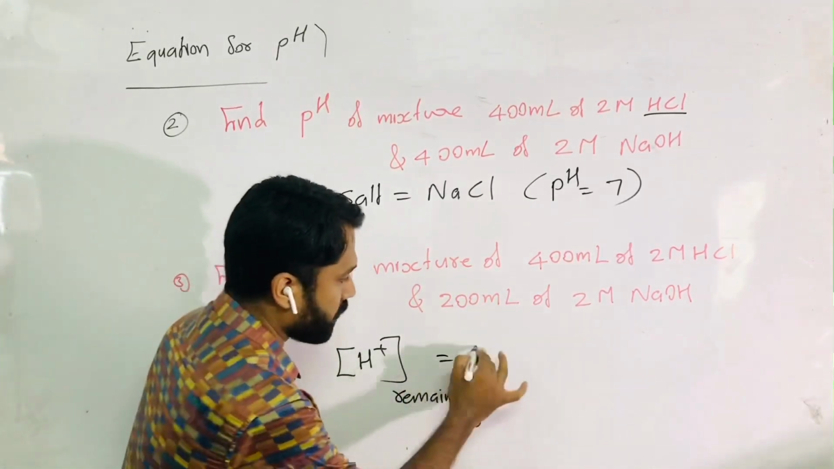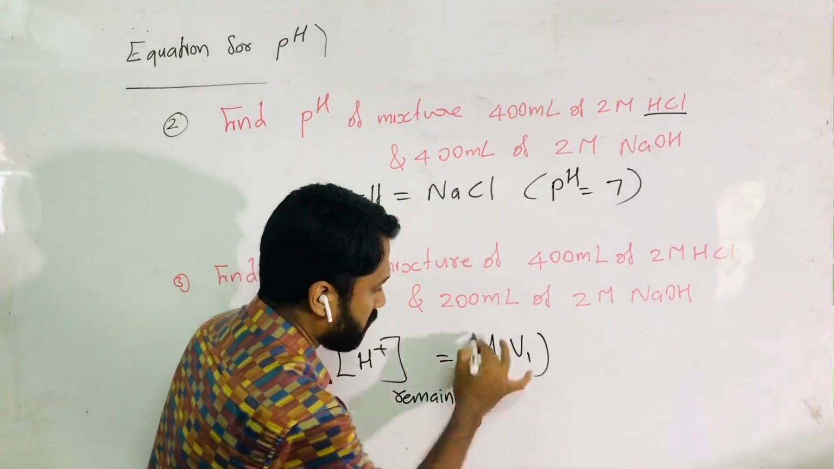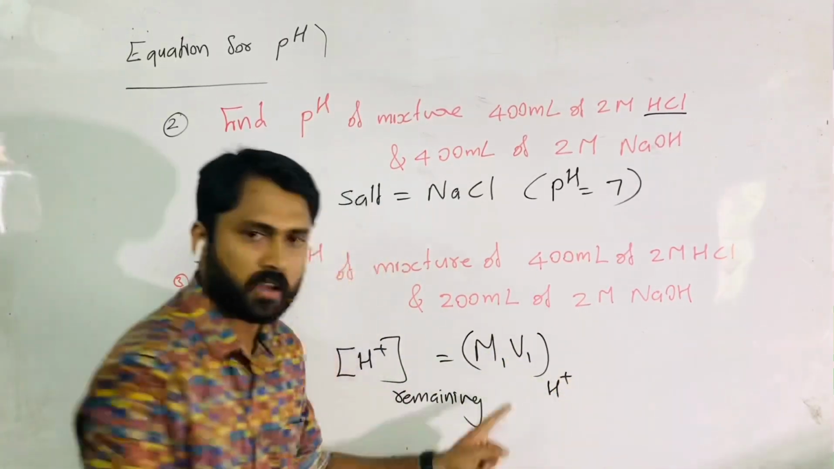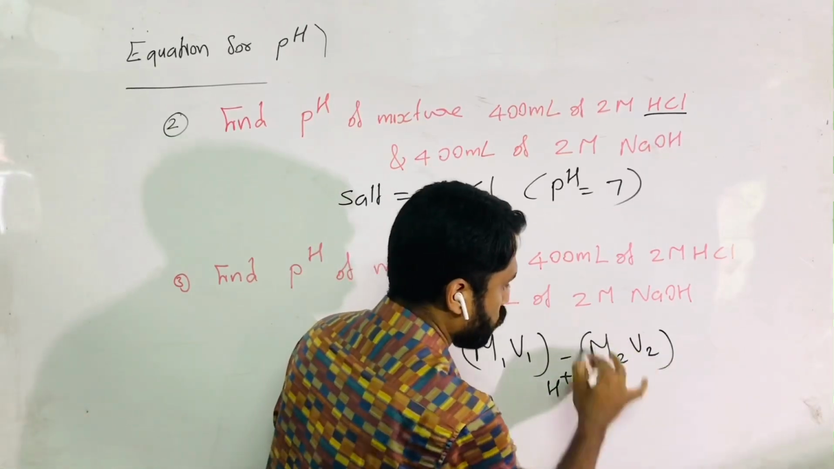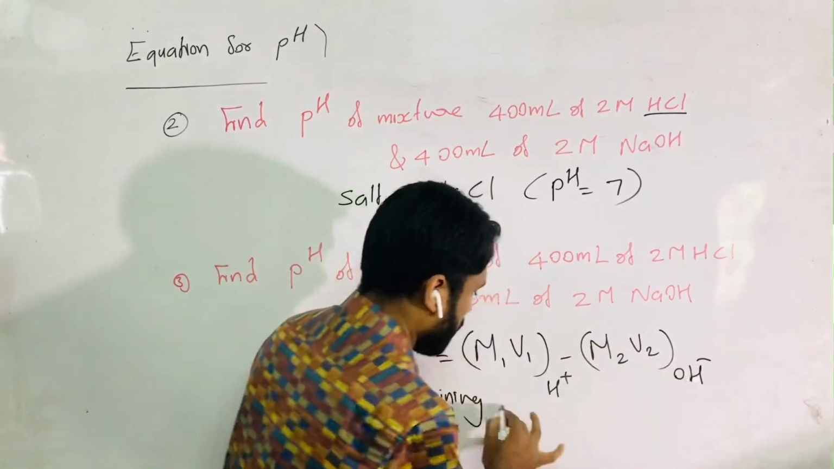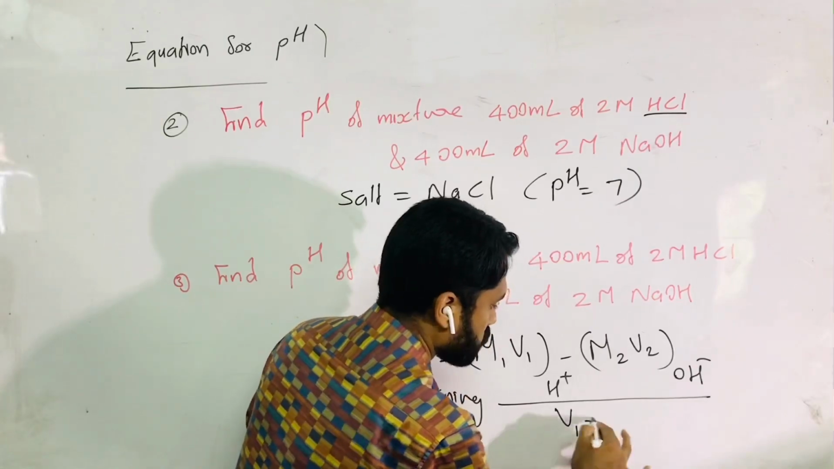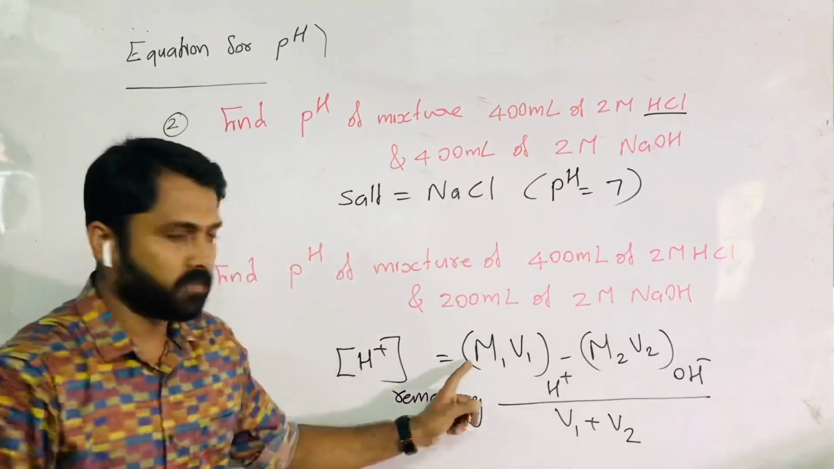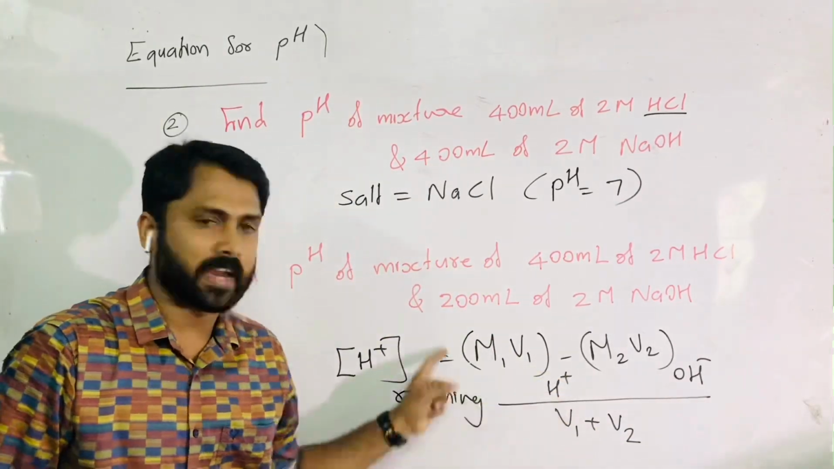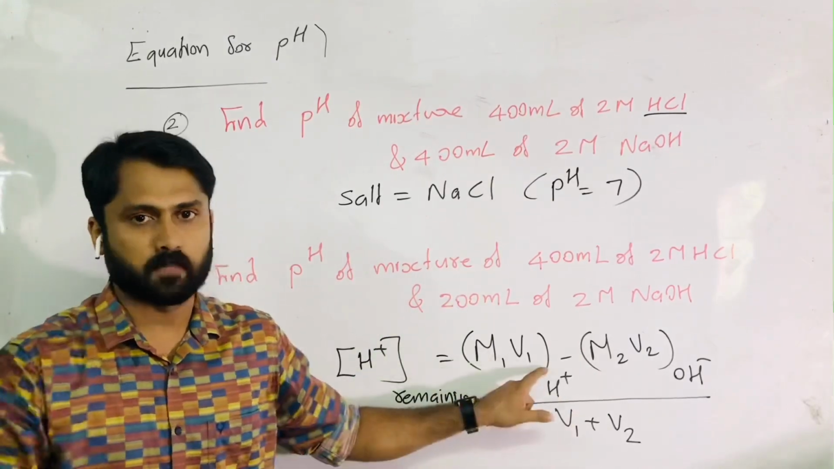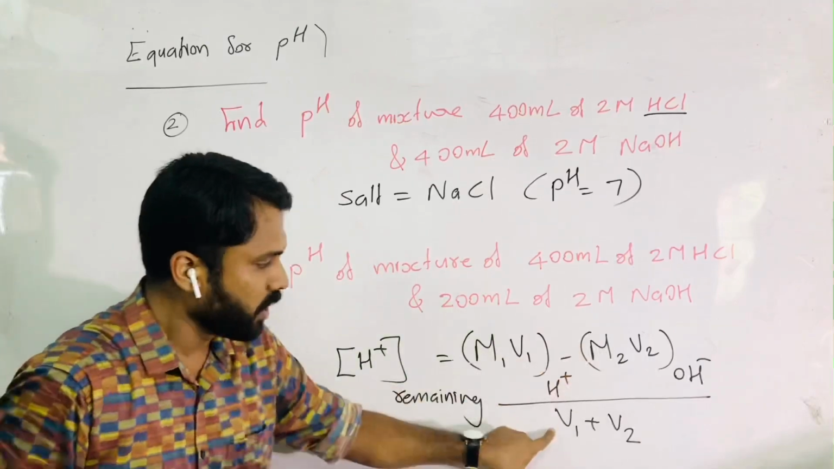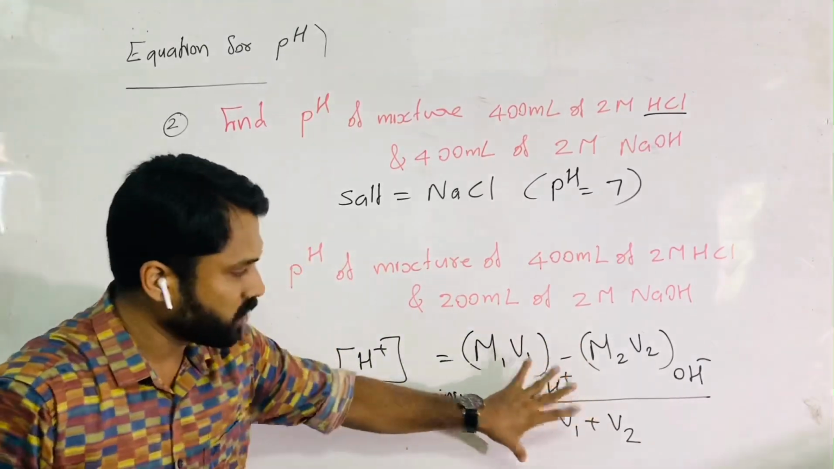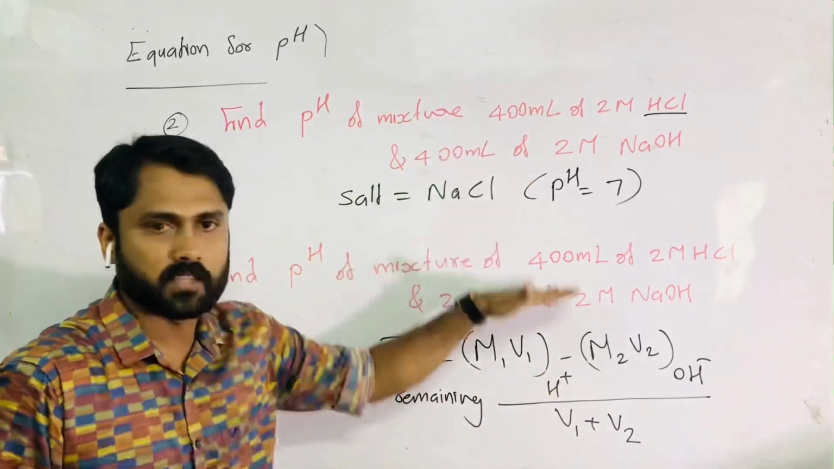How do we calculate it? I am giving an equation: M1 V1 of H plus, minus M2 V2 of OH minus, divided by V1 plus V2. M1 V1 of H plus indicates the number of moles of H plus, minus M2 V2 of OH minus, after neutralization, divided by V1 plus V2. By using this equation, we can calculate the same problem.